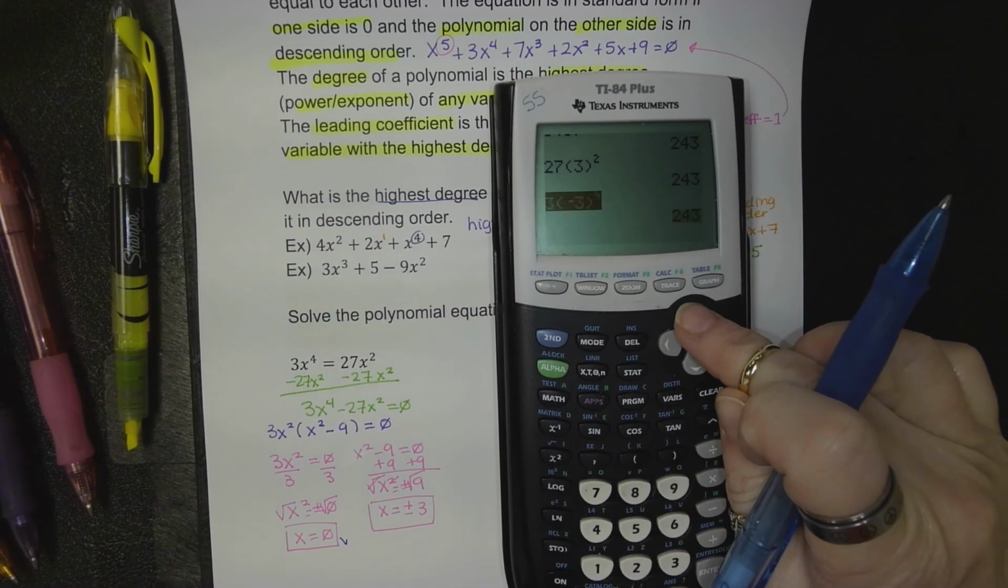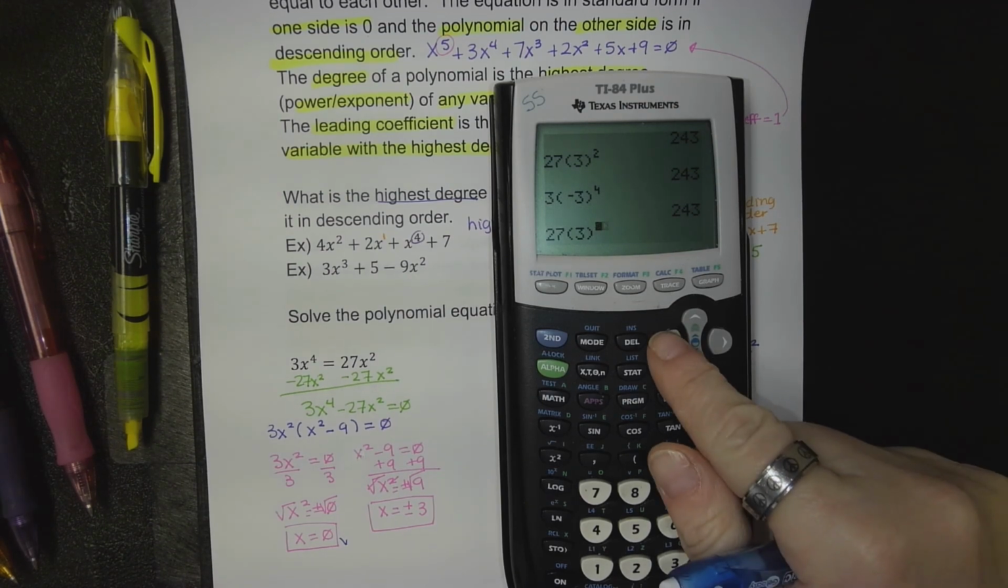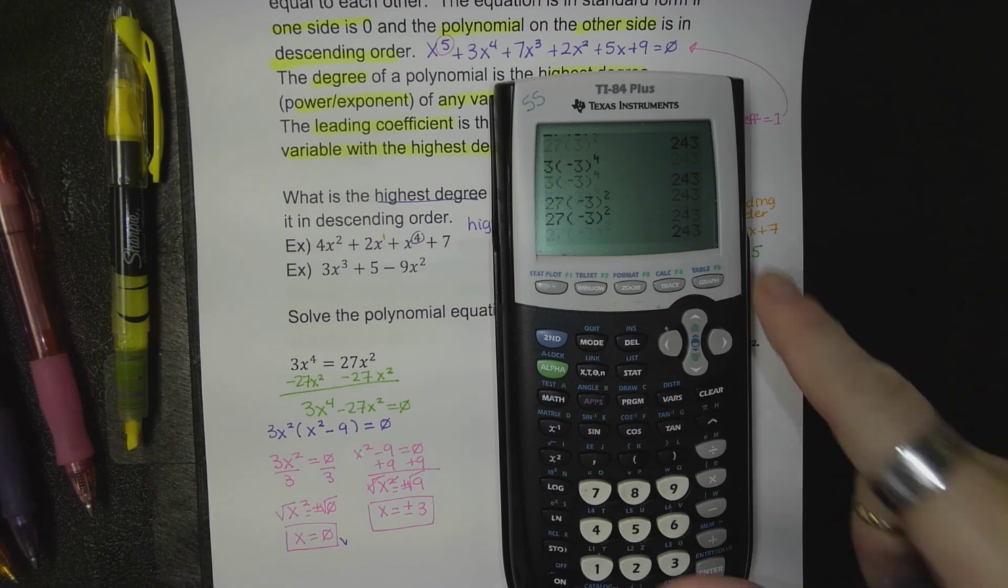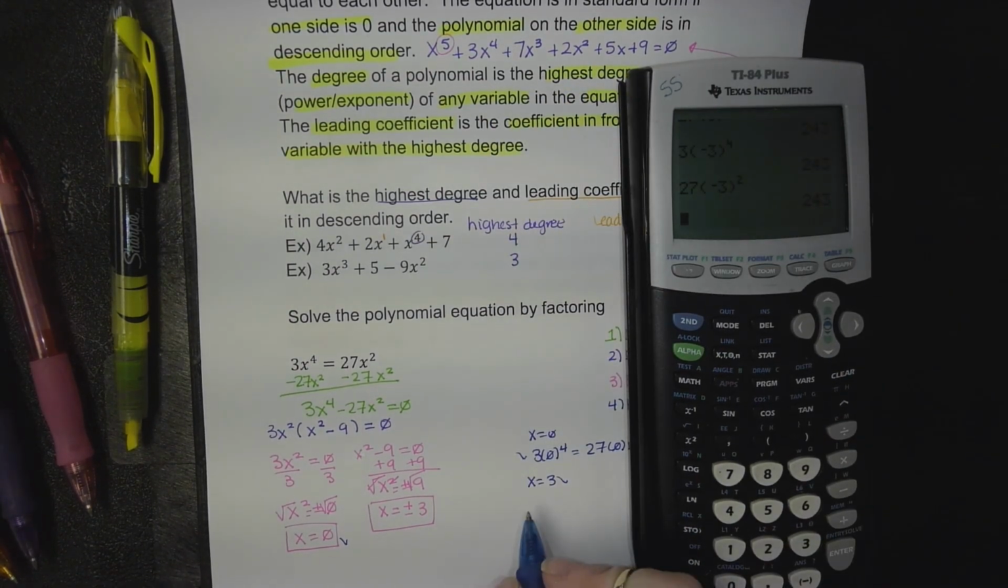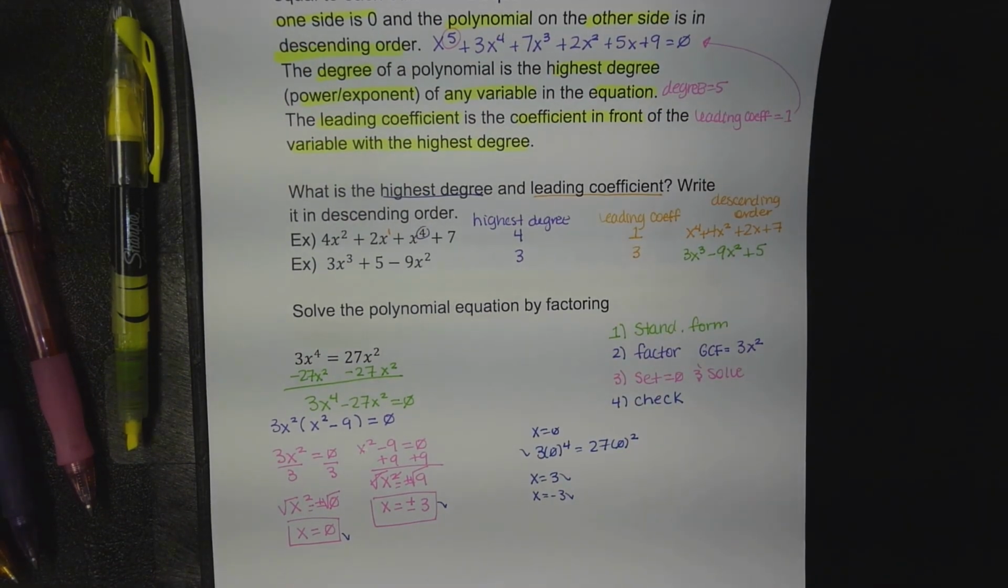Do the same thing for this one. Hit enter. Arrow over to your 3. Second insert, put in your negative, hit enter, and it's 243. So for x equals negative 3, that's also good. So we know both of those are good now, so we can move on.